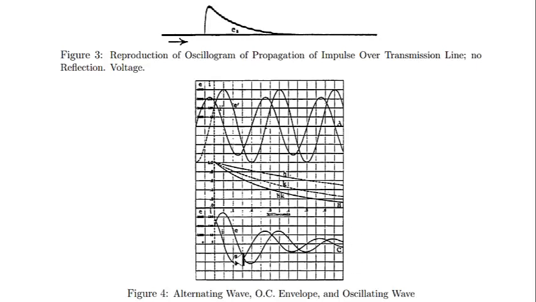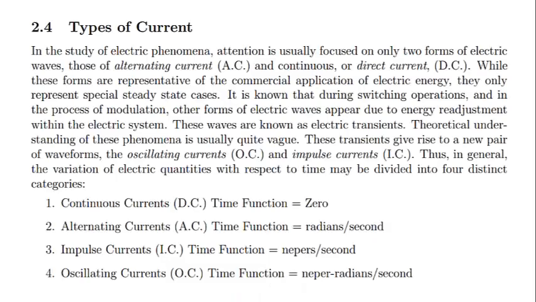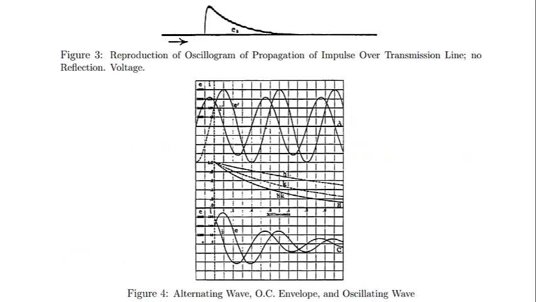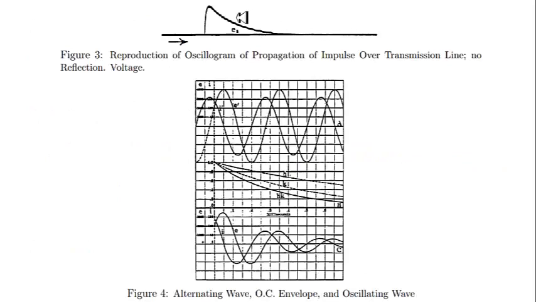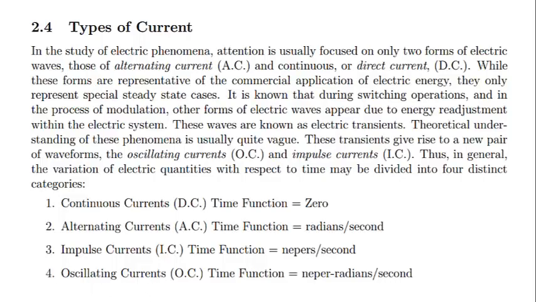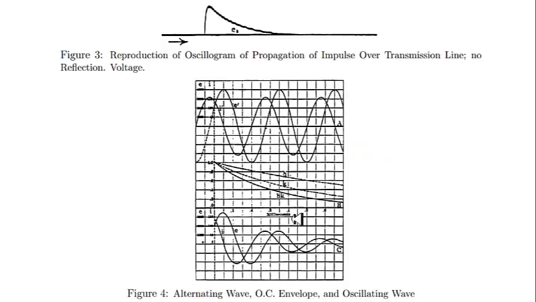And so these are the four really, because of DC. So you got the continuous DC, which is a flat line, alternating current, impulse current, which is this one up here, and oscillating currents, where it is oscillating, but it is also changing in terms of power over time.